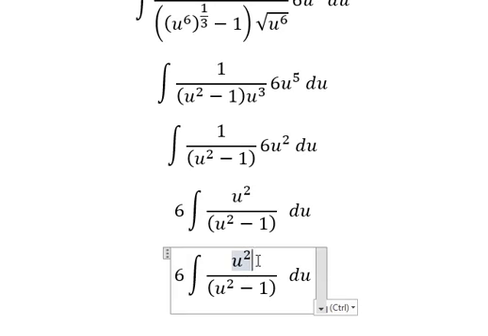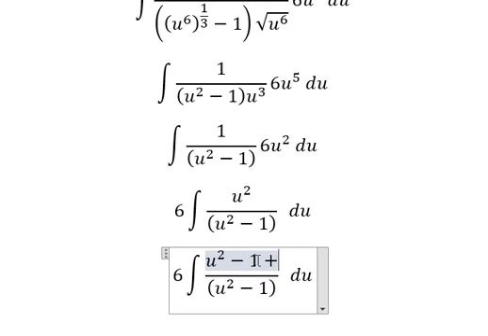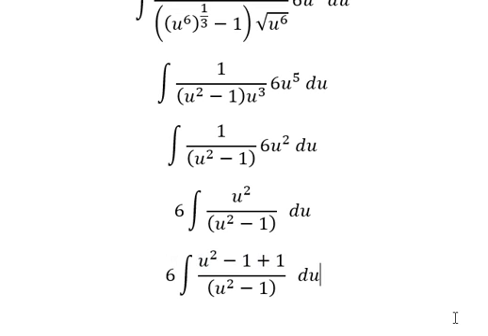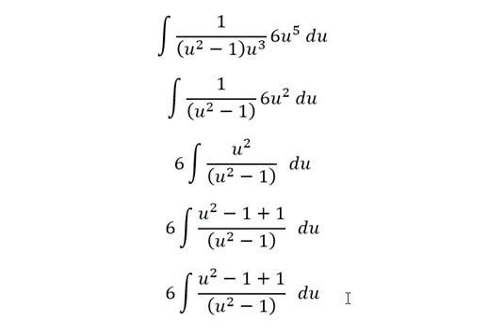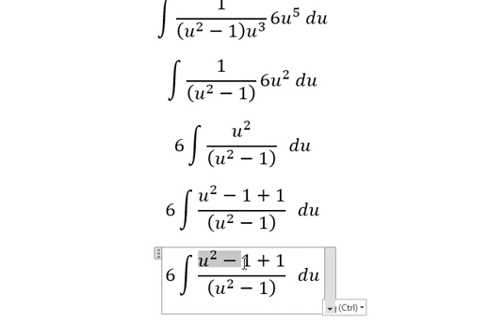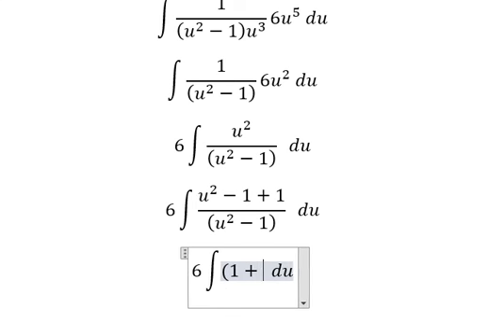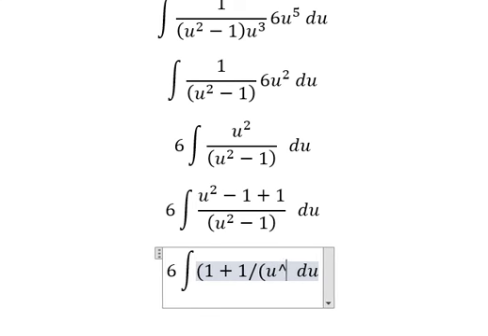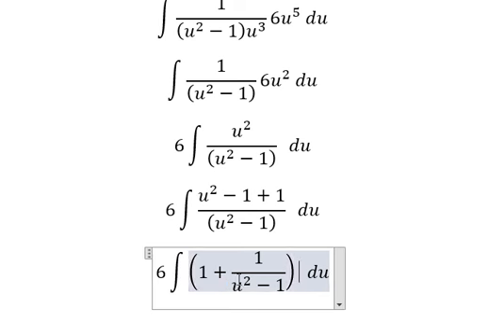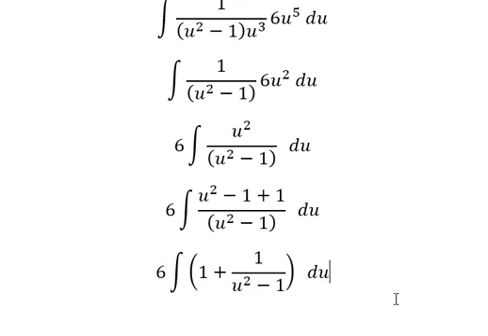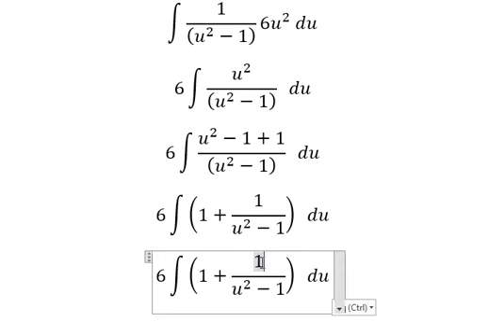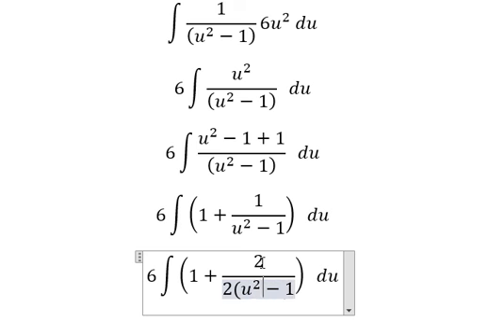Next, I will put negative number 1. After that, we need to add back positive number 1. So u square minus 1 divided by u square minus 1, we have number 1. Next, we need to multiply by number 2 on the numerator and denominator.